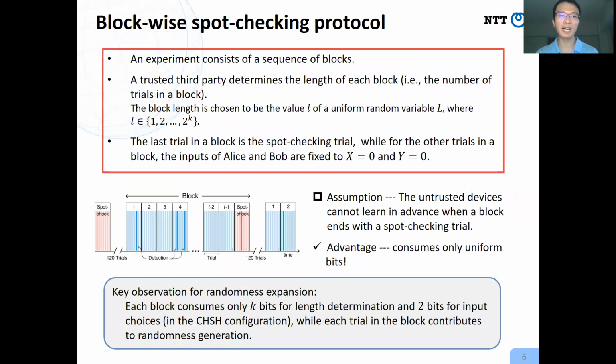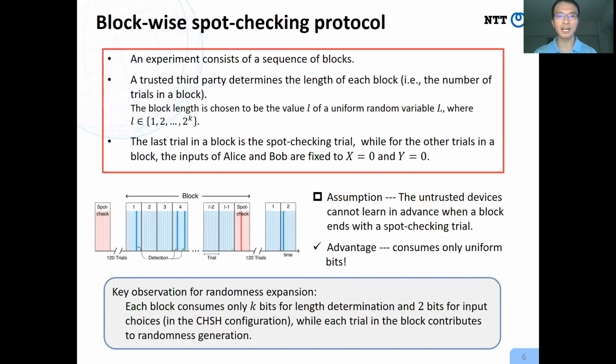To avoid using non-uniform bits, we developed a protocol called the blockwise spot-checking protocol. According to our protocol, we group experimental trials into a sequence of blocks. Each block has a random number of trials. That is, the block length is random. Specifically, we use key uniform bits to choose the block length, so each block has at most 2^key trials. We fix the last trial in a block as the spot-checking trial, where Alice and Bob perform the standard Bell test. For the other trials in a block, Alice and Bob just use fixed inputs.